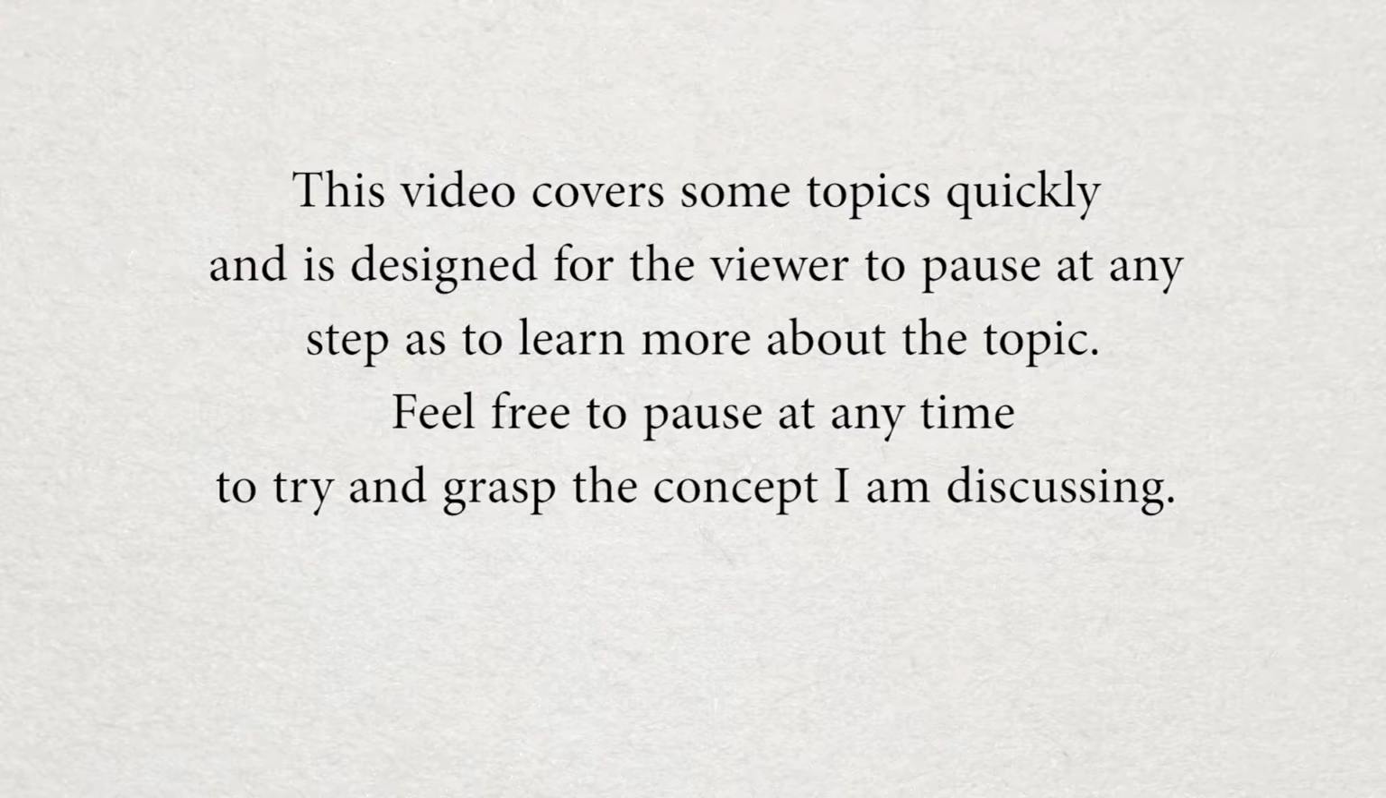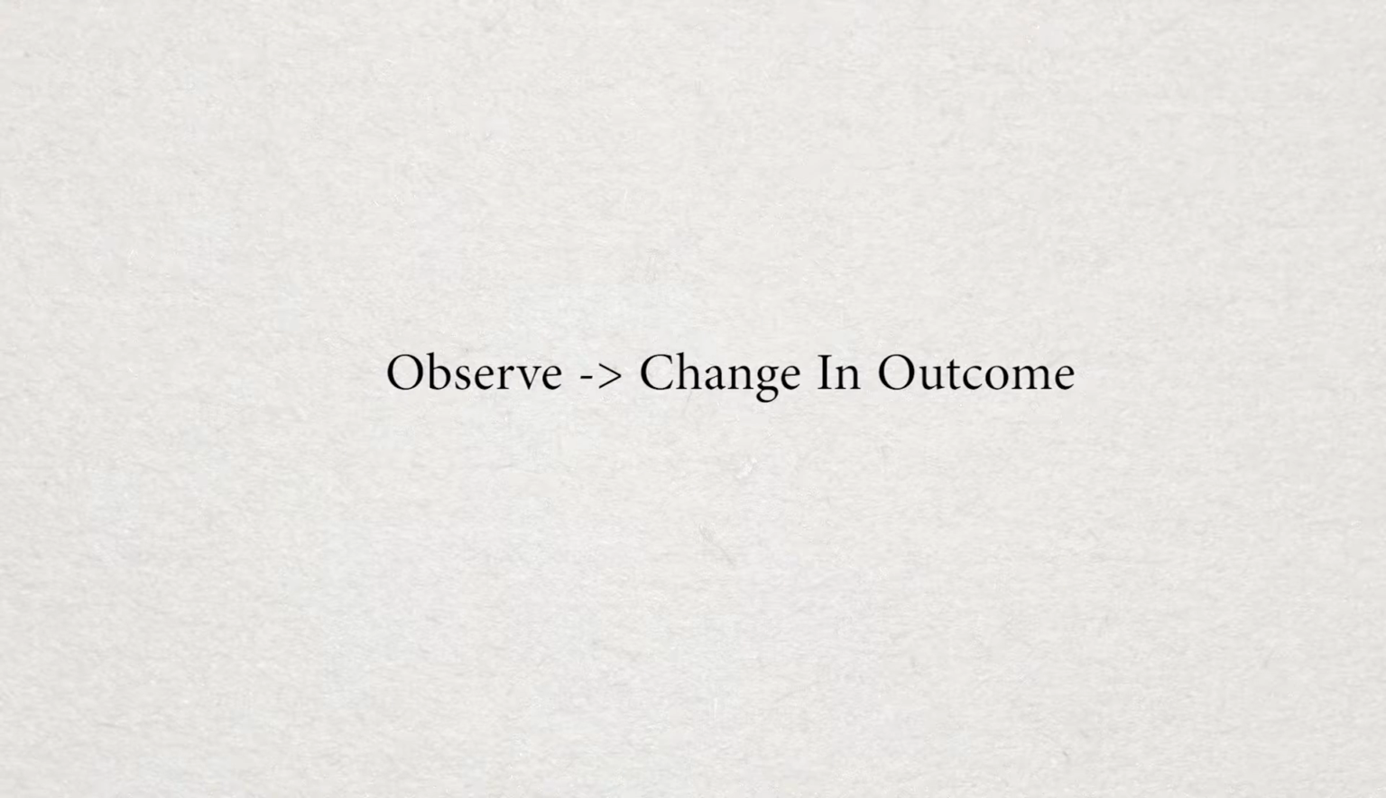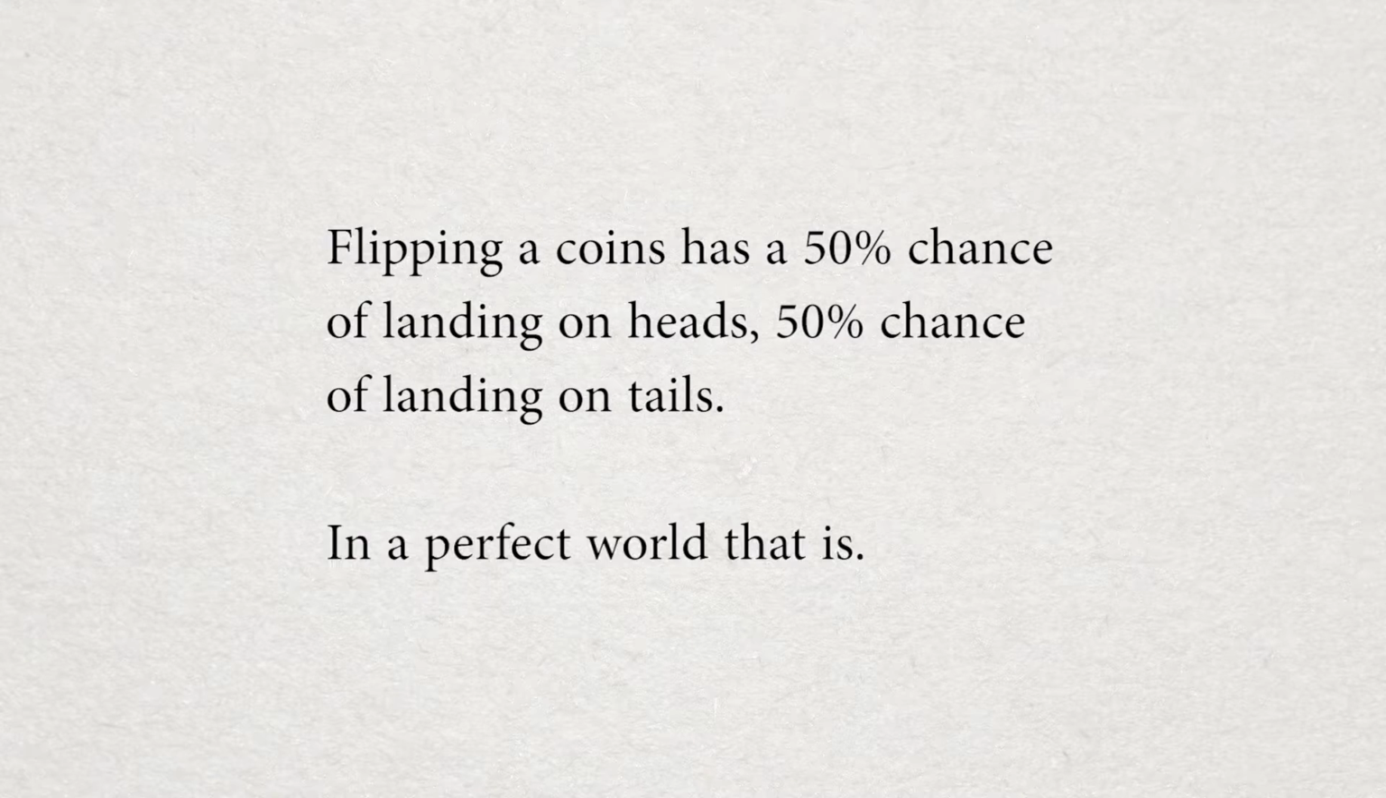This video covers some topics quickly and is designed for the viewer to pause at any step to learn more about the topic. Feel free to pause at any time to try and grasp the concept I am discussing. I am going to explain to you how by simply observing a part of an experiment you are able to change the outcome using simple probability changes. One famous example of this is the double slit experiment, which I will not go into detail about in this video, but I have linked some great videos in the description below about it. This might seem confusing or impossible, but I will explain it to you in a way that you can understand using simple fractions and numbers, as well as concepts that you are familiar with.